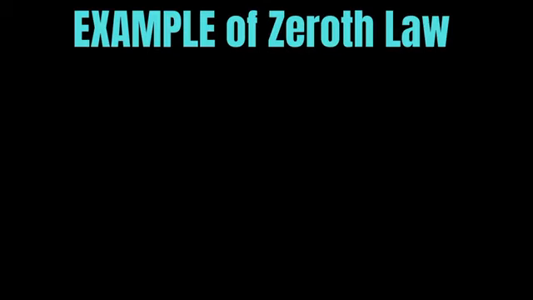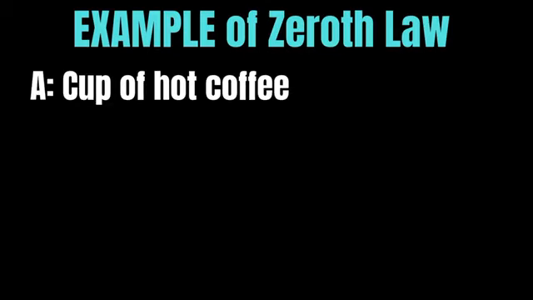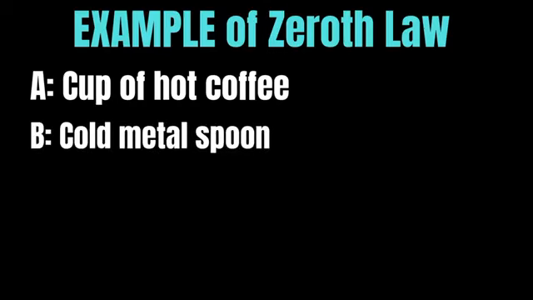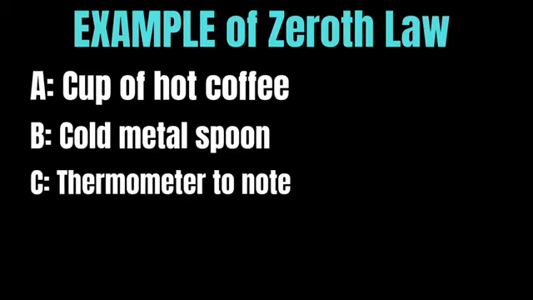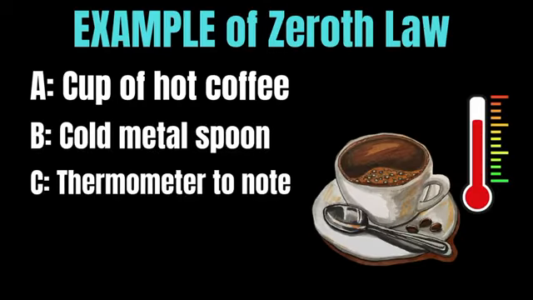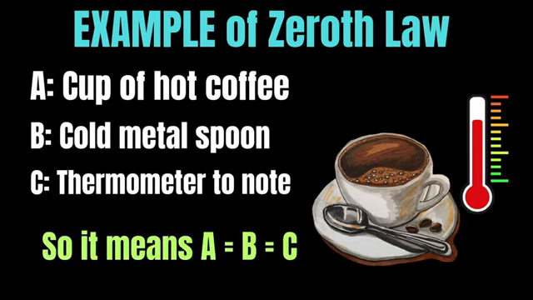Imagine you have a cup of hot coffee, which is referred to as A, a cold metal spoon, referred to as B, and a thermometer denoted as C. If the thermometer first measures the temperature of the coffee and then measures the temperature of the spoon, and both show the same reading, then according to the Zeroth law, the coffee and spoon must also be in thermal equilibrium.